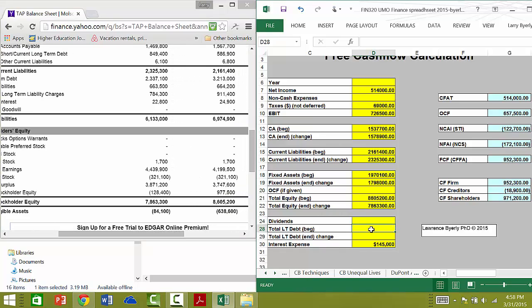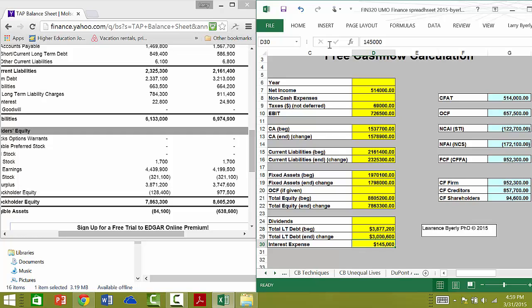So for this, we're going to have to put an equation here. Equals 3213,000 plus 664,200. Then the other one is 2337,100 plus 663,500. Oops, I forgot the equal sign there, so let me get an equal sign up there. Don't forget that for your formulas. So there we are.